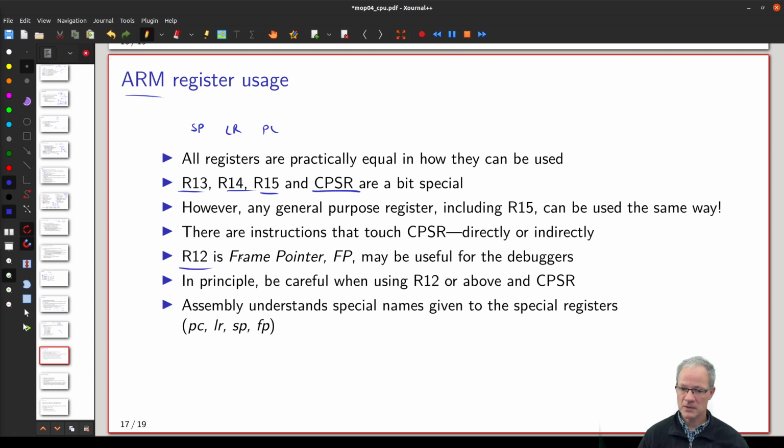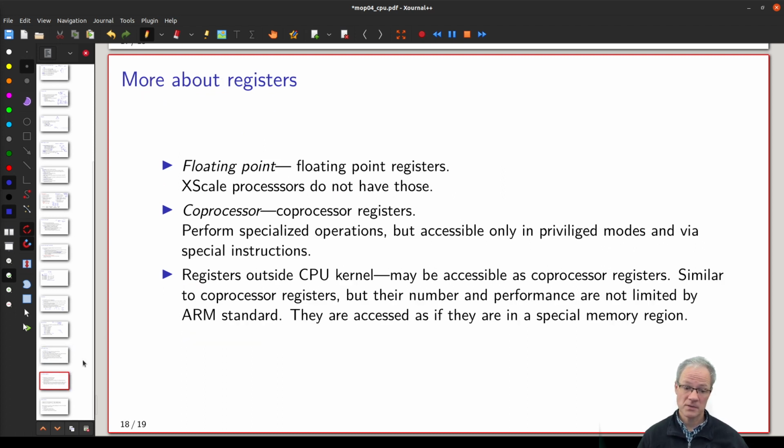But in general, if you're using registers starting 12 and above, be careful. Those are not meant by convention for simple calculations, such as, add 2 registers and see what happens, right? Because they may hold meaningful information, such as the stack or the link register. So in assembly, we can use special names for these guys. FP for the frame pointer. These three I wrote up above already, so that the programs are easier to read.